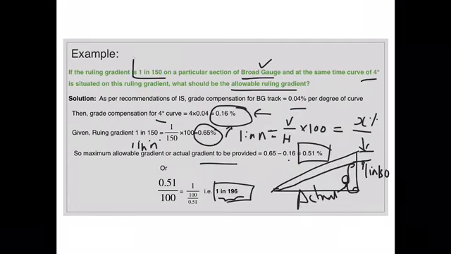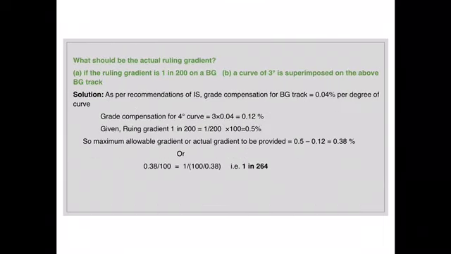You can see that the ruling gradient is given as 1 in 150, but we are providing a still flatter gradient to overcome the resistance caused by the combination of the gradient and the curve. Now take up another similar example.